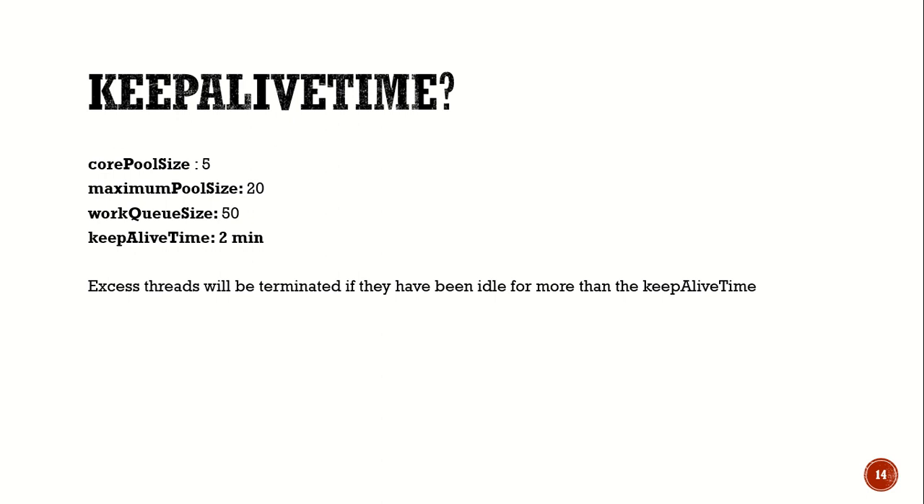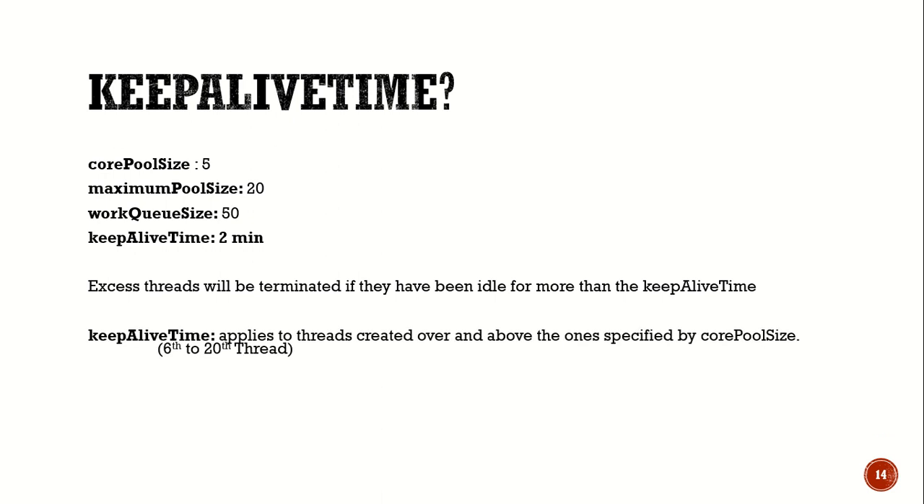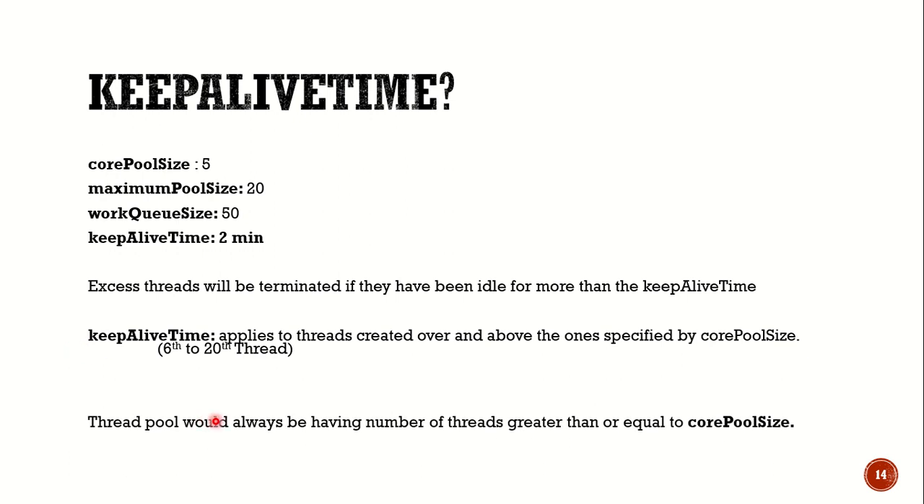And another important point to note about keep alive time is it applies to threads created over and above the ones specified by core pool size. That is, in our example, only the 6th to 20th threads would be considered as excess threads. These 2 points collectively also give us one more important point to note, which is the thread pool would always have a number of threads greater than or equal to the core pool size. That's it. This is all for the 4 most important parameters impacting the behavior of thread pool.